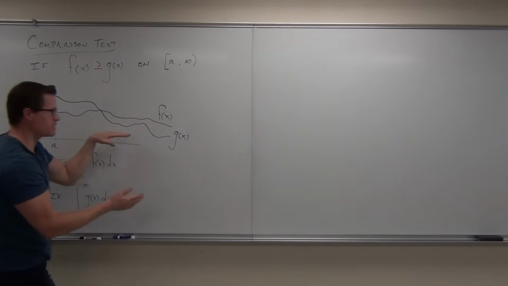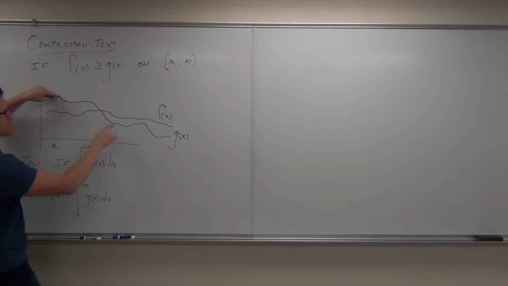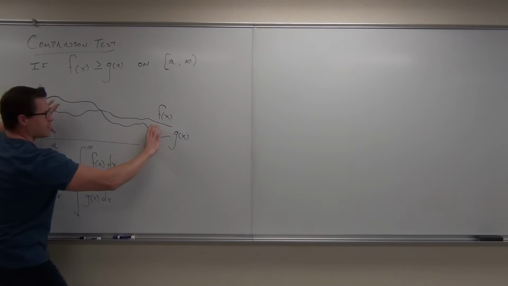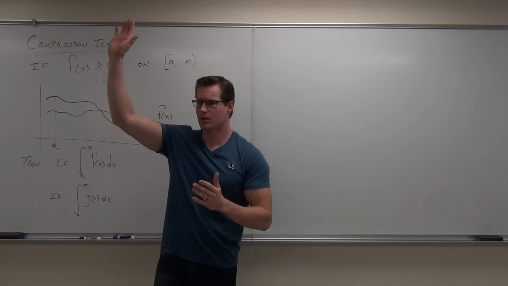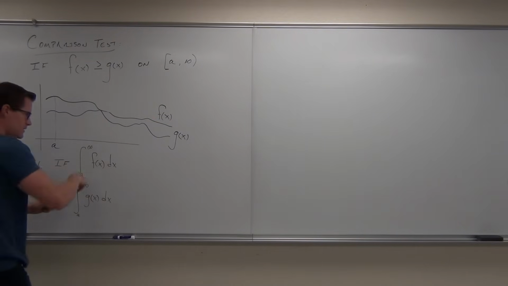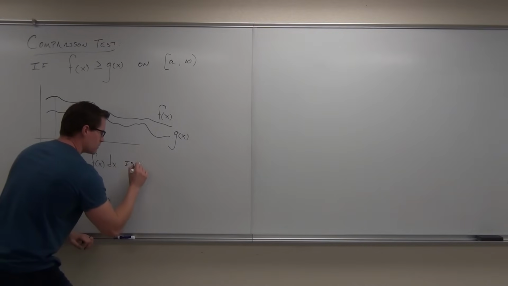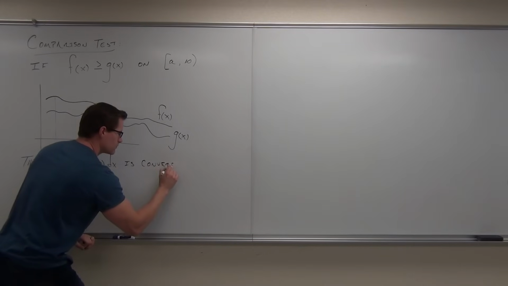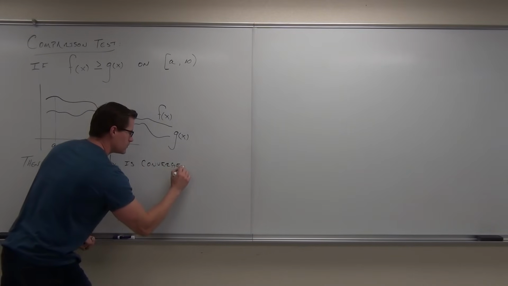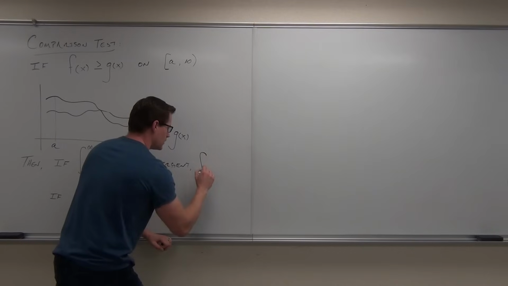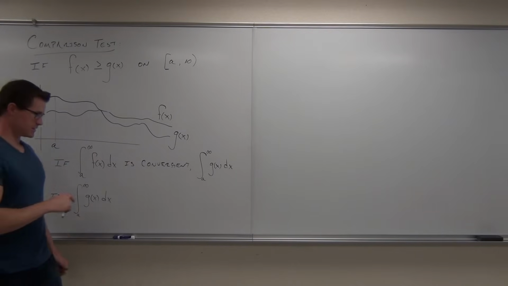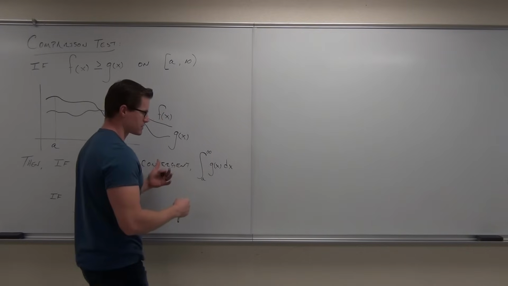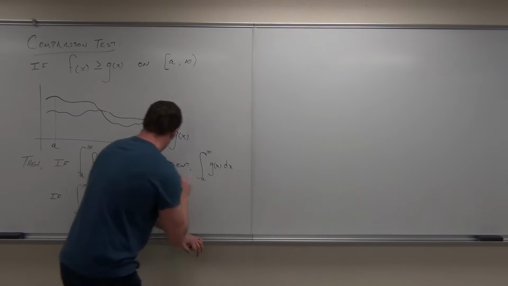Does that make sense to you? So it's bound by the x-axis and by f of x. Well, if this is always above this, if this one converges, a smaller function would also have to. It's like it's getting squeezed down even more. Show of hands if you understand that one. So, that's what we're going to say here. If the integral from a to infinity of f of x dx is convergent, then the integral from a to infinity of g of x dx is also convergent.